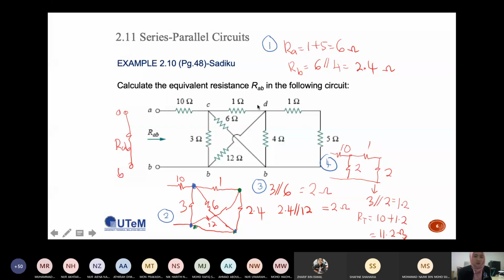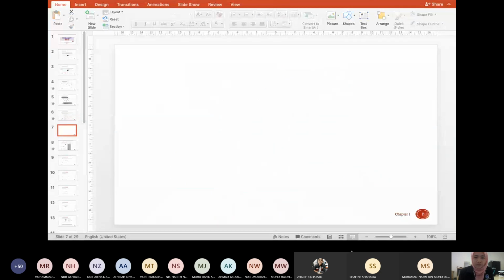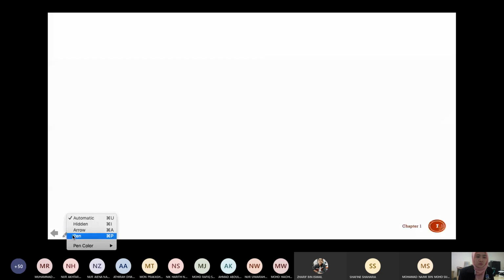For this circuit, the first thing that you need to do, my advice, is that you need to redraw the circuit. Please redraw the circuit, because if you look at this circuit roughly like this, you might get confused about which one is connected at which nodes. So if you have a question like this, please redraw the circuit. The first step is redraw the circuit.